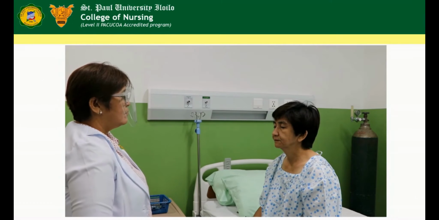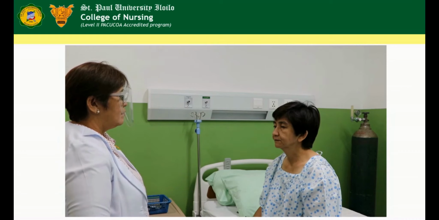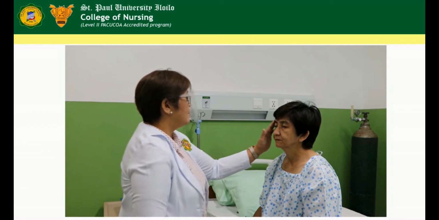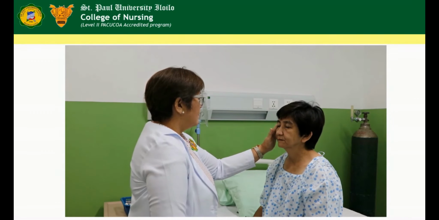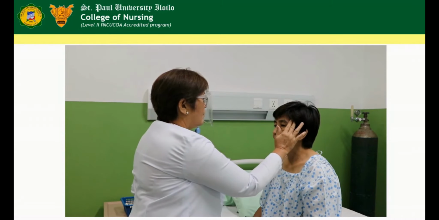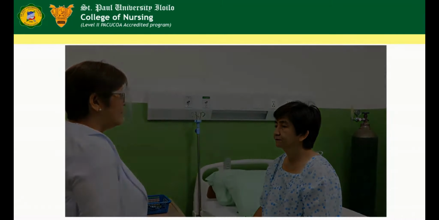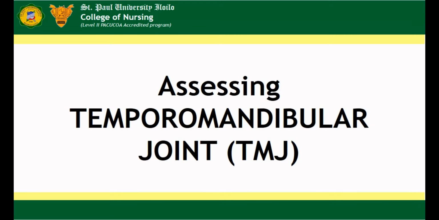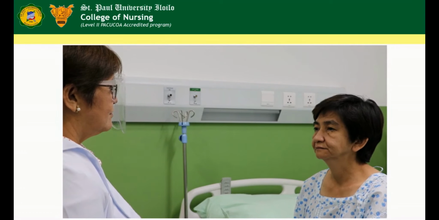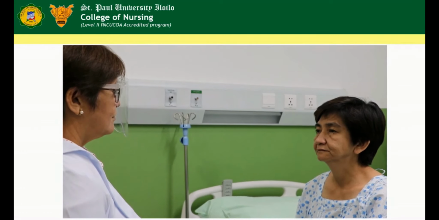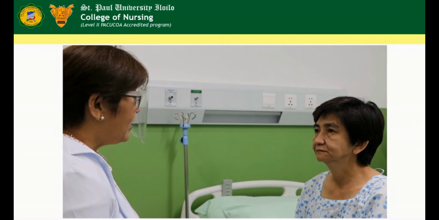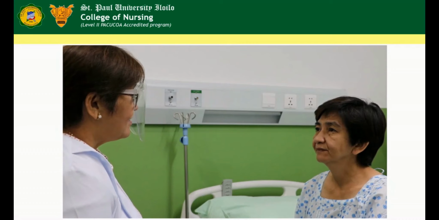To check for elasticity, consistency, and pulsations, palpate temporal arteries bilaterally, one at a time. Do not do it simultaneously because it is possible to decrease the blood flow to the brain. Prior to assessment of temporomandibular joint, ask client for history of ear pain and headaches. Ma'am, do you have any history of ear pain? None. What about headache? None.